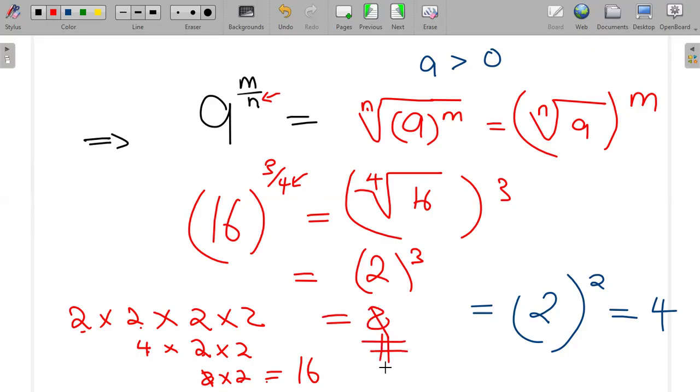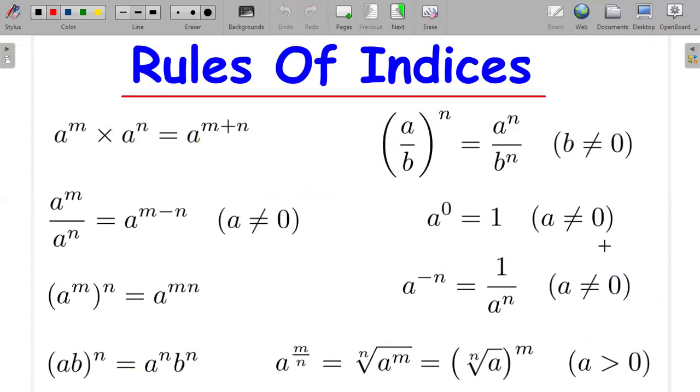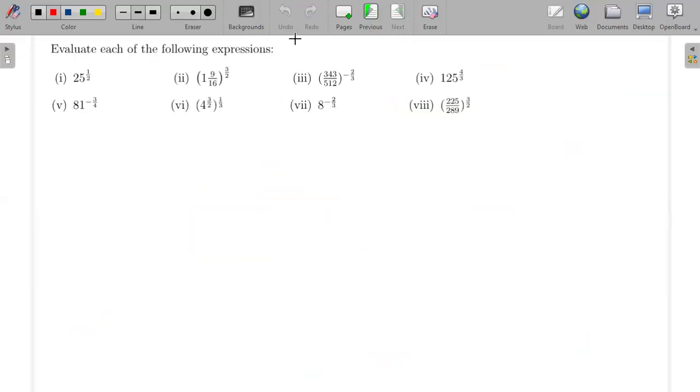So that's how we can use the rules, and those are the rules of indices. There's a summary here of everything. I've put them on the screen here. So this is what we've discussed. Now, I've gotten some questions from your tutorial sheet that we're going to use to practice how to use these same rules that we are talking about. So these are the questions here. They're saying evaluate each of the following expressions. And there are 8 questions there.